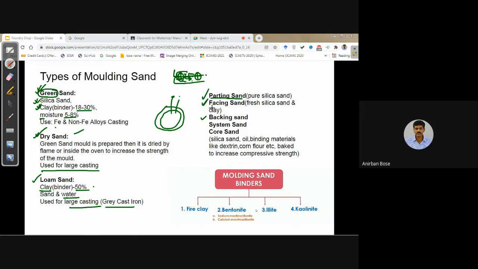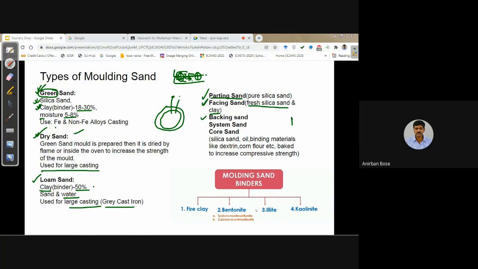Now facing sand. The facing sand is fresh silica sand and clay. Used sand cannot be used as a facing sand. Sometimes the green sand that we have used, we can use again, maybe adding some extra binder or moisture to create a system sand. But in the case of a facing sand, you remember, you always have to use fresh silica sand and clay. Facing sand has very high refractoriness. What is refractoriness? Refractoriness means the facing sand can sustain very high temperature.